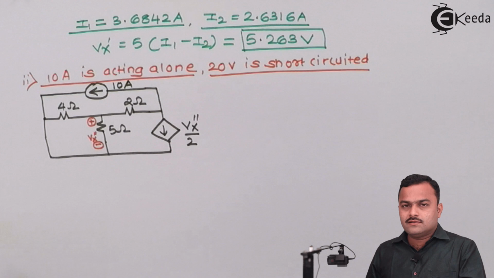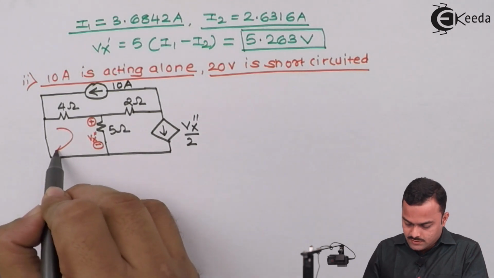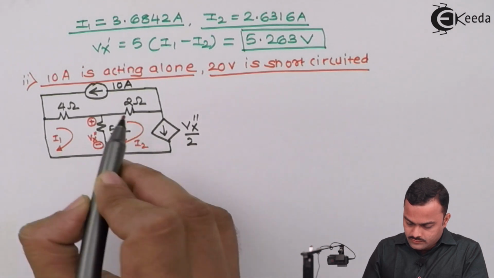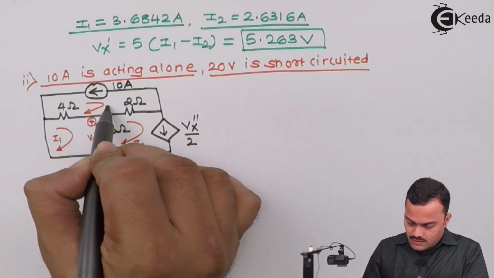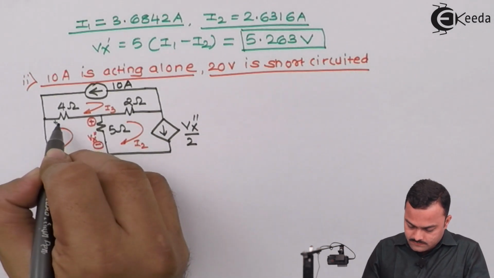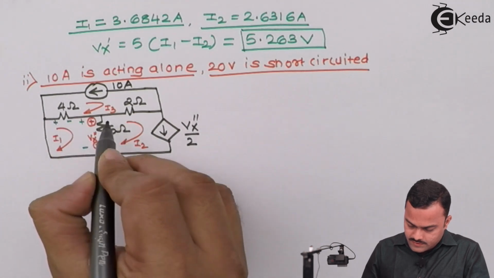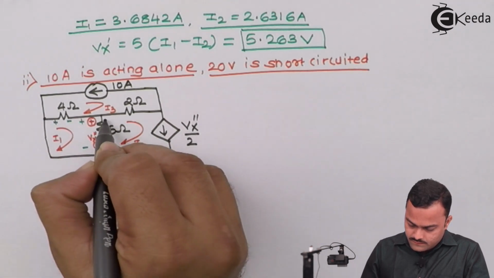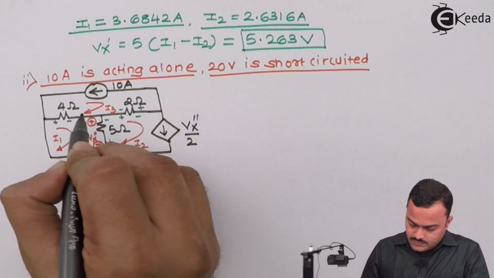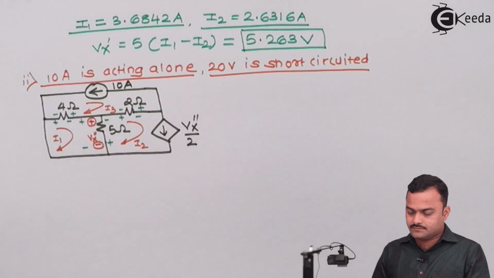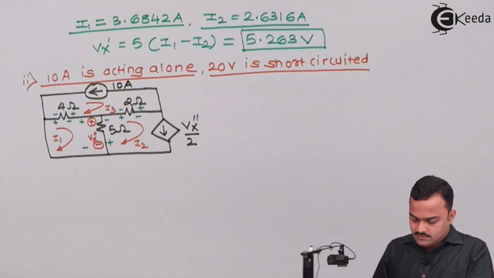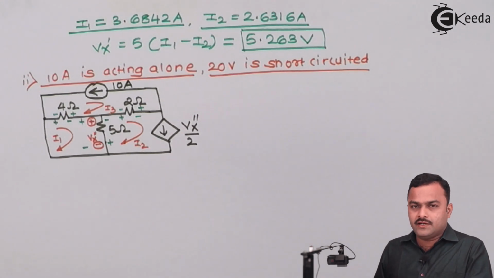Here we are having 3 meshes, so 3 mesh currents, I1, I2 and I3, which will develop the polarities like this, plus minus, because of I2 polarity will be like this, for I3, plus minus. Now let's apply KVL to mesh 1.